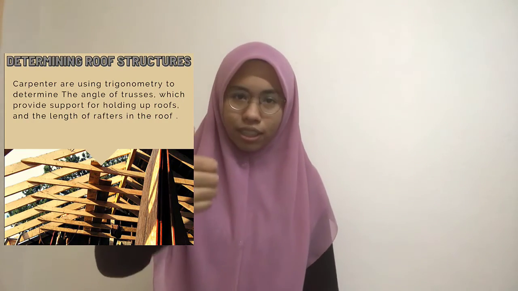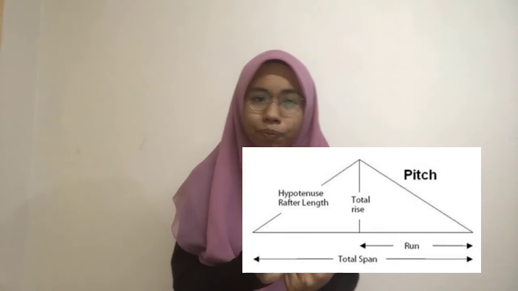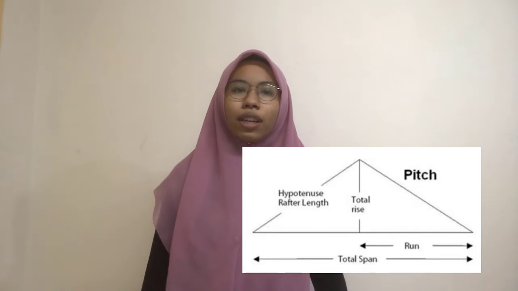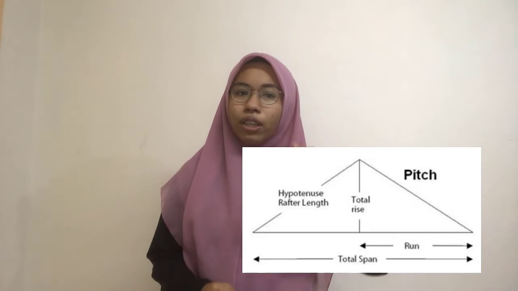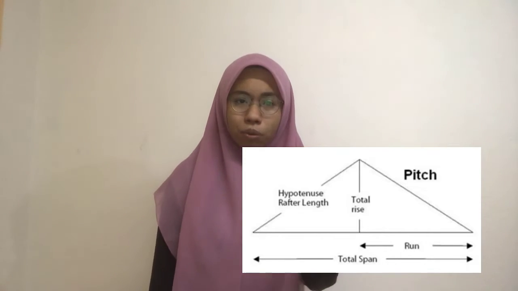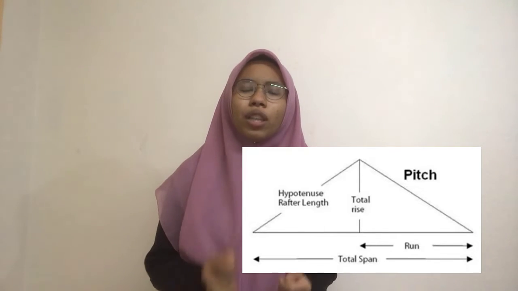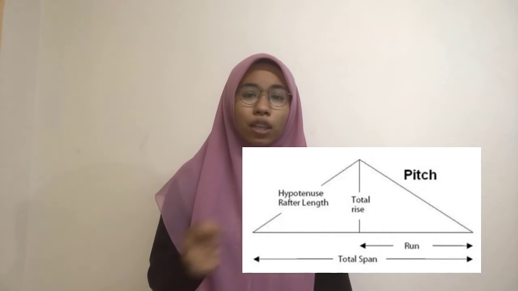Okay, now I want to explain one example of application in construction. That is determining roof structure. A carpenter uses trigonometry to determine the angle of trusses, which provide support for holding up the roof, and the length of the rafter in the roof. For example, in a triangular shaped roof, if we know the length of the rafter and the horizontal length of the roof, we can use the law of cosine to determine the angle of trusses.